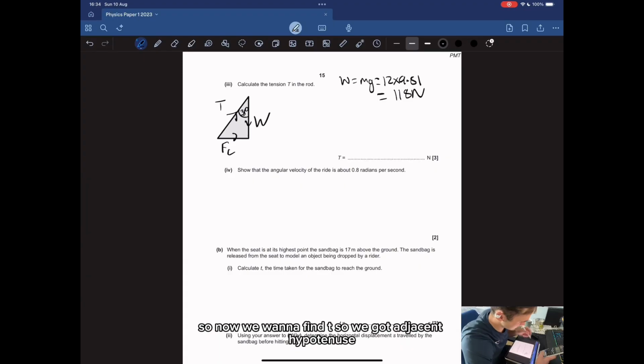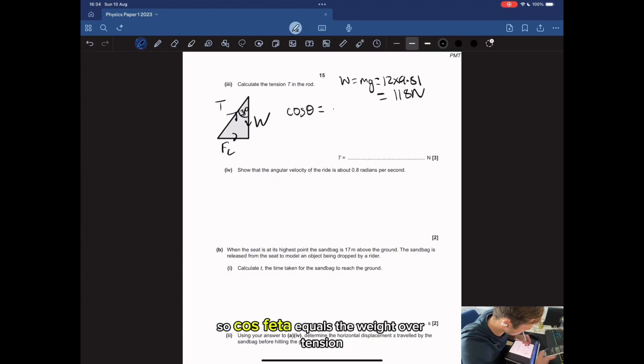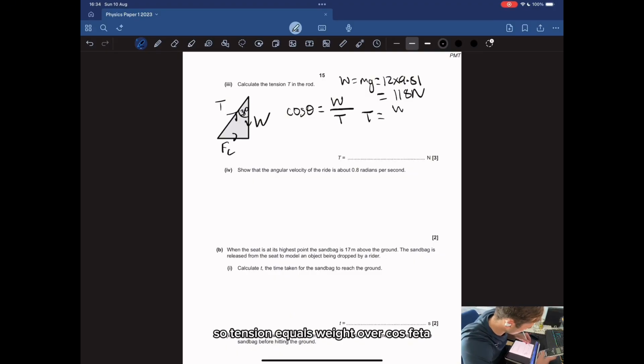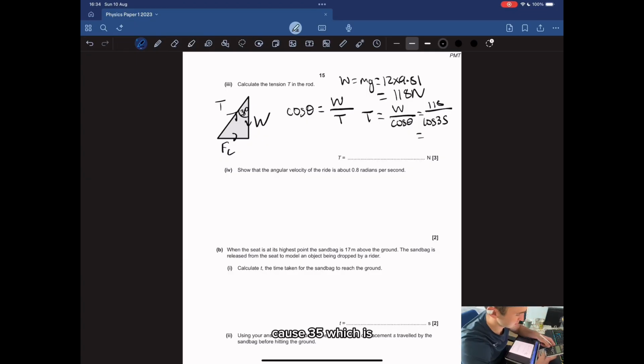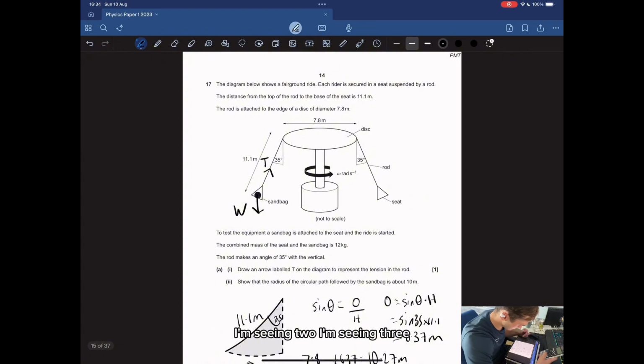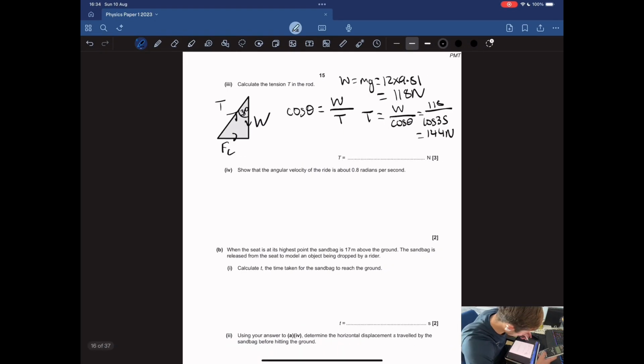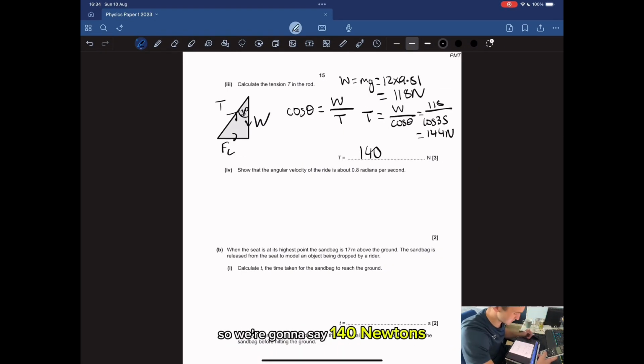So now we want to find T. So we've got adjacent and hypotenuse. So cos theta equals the weight over tension. So tension equals weight over cos theta, which is 118 over cos 35, which is 144 newtons. So what's the lowest significant figures? I'm seeing 2, I'm seeing 3. So we're going to say 140 newtons.